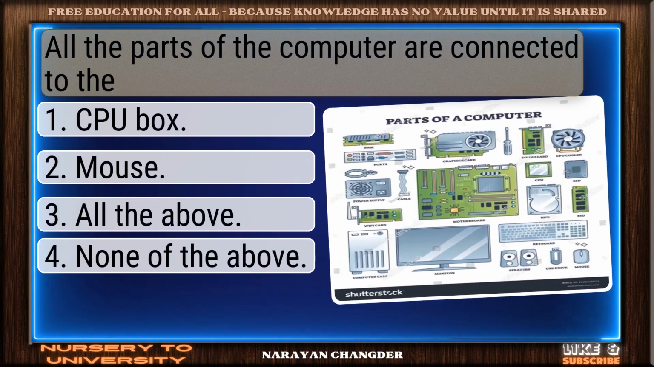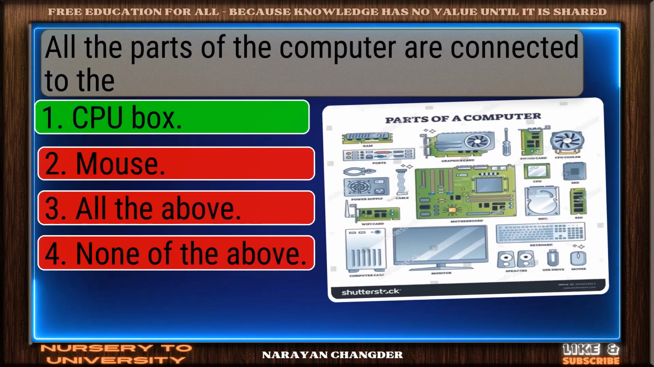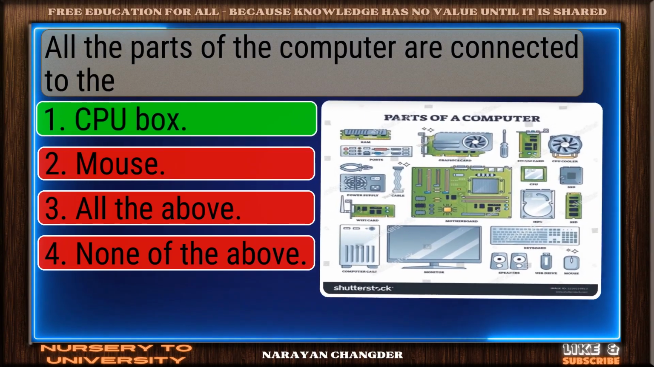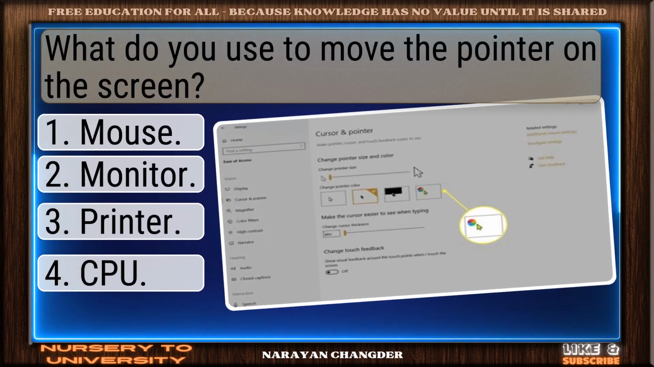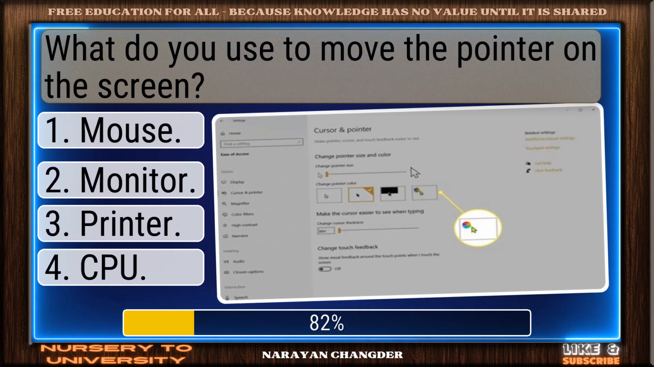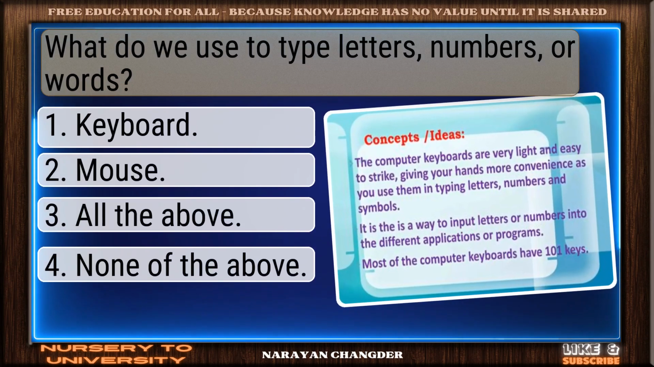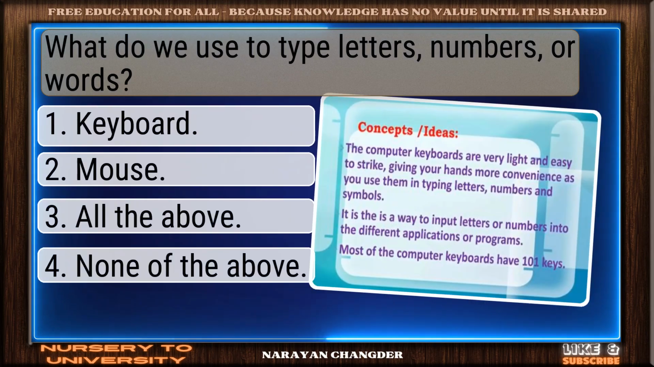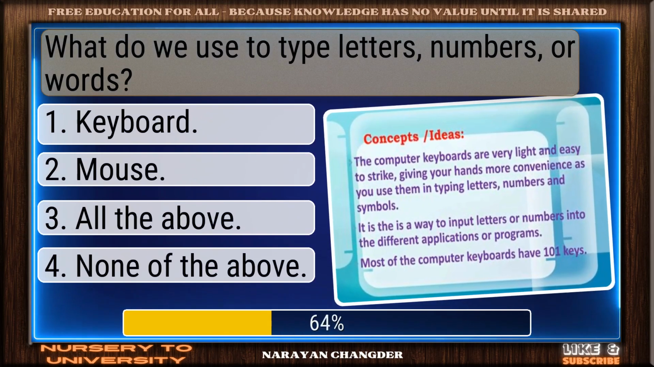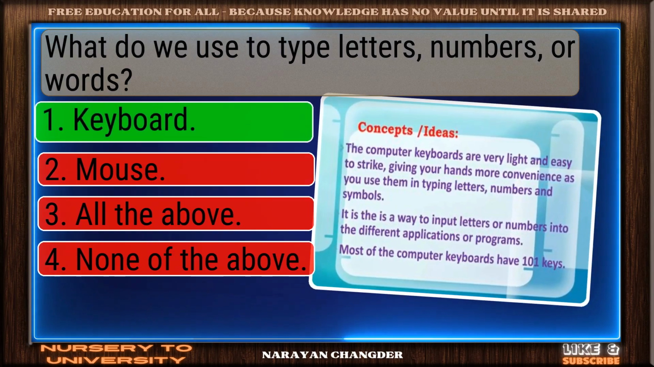All the parts of the computer are connected to the. Excellent. CPU box is well reasoned. What do you use to move the pointer on the screen? Well done. Mouse is right. What do we use to type letters, numbers, or words? Excellent choice. Keyboard is right.